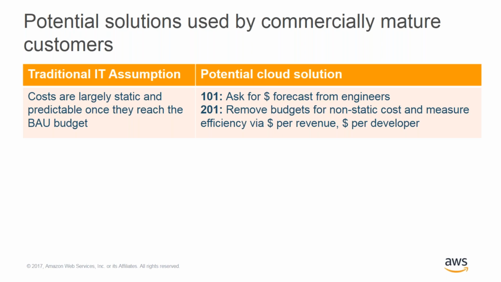So when it comes to cloud, that may no longer be the case, especially when you optimize and scale according to actual demand. So newer customers, one option they take is asking for forecasts from engineers, and engineers can get quite good at doing this. However, a more advanced option used by larger customers is actually removing budget for non-static costs, so scaling costs, and finance starts to step into the realm of measuring efficiency and evolves their role. So they measure efficiency through spend per revenue, or spend per developer, or spend per essentially business outcome.